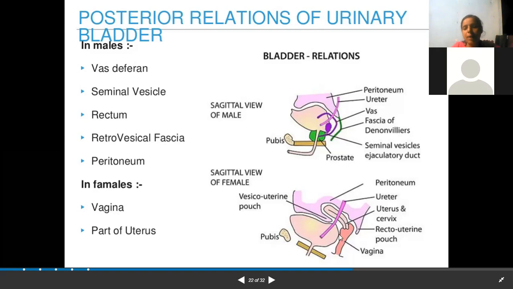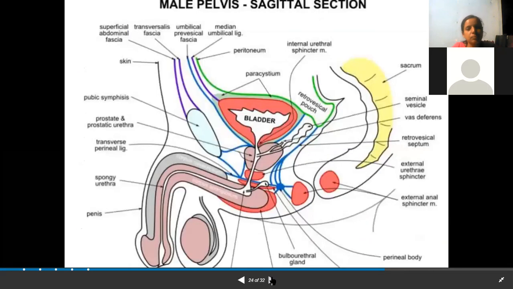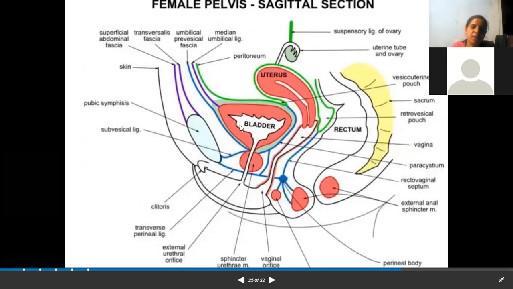This is the urinary bladder. It is related to part of the uterus and vagina. So this section I have explained to you. This is the urinary bladder in male. Behind we have the rectum. In case of females, this is the urinary bladder, and this is the uterus, and then this is the vagina.